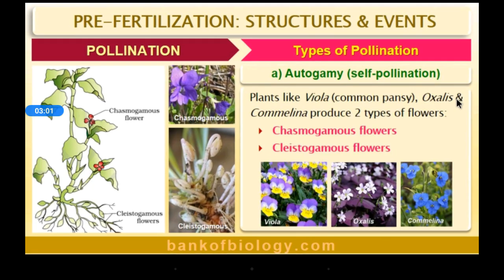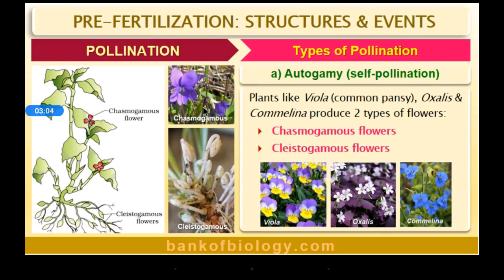Autogamy is seen in plants which produce chasmogamous flowers and cleistogamous flowers. So we should know what these are. Chasmogamous flowers, as you can see in the picture, have exposed anthers and stigma. They are wide open flowers, with anther and stigma far away from each other. In this case autogamy is not possible, so there is less chance of self-pollination as the flower is wide open, and the chance of cross-pollination is more.